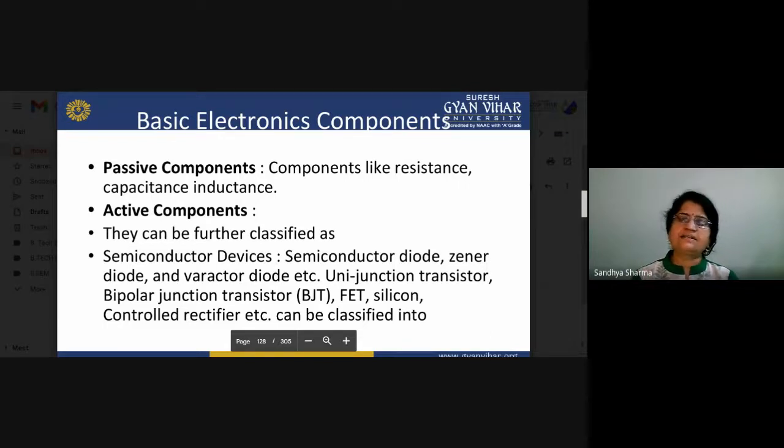So these are the resistor, capacitor, and inductor. These are called passive components. And active components are further classified. We have already divided our active components: semiconductor diode, Zener diode, varactor diode, unijunction transistor diodes. So these are our active components.